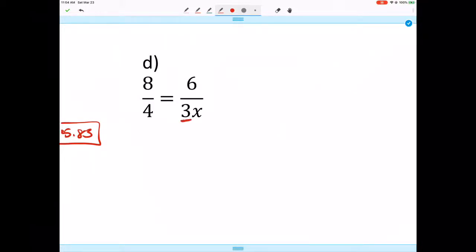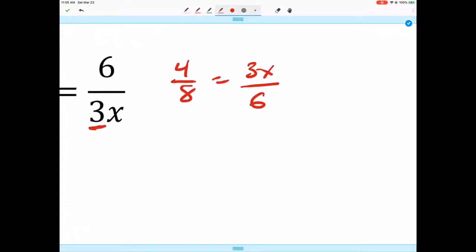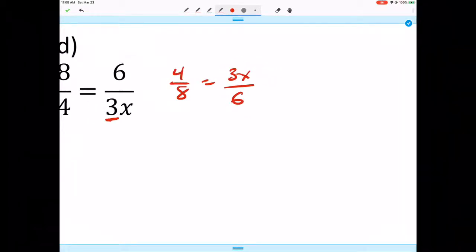Okay, next, same thing. We now also have a number in the denominator. Don't have to worry about that. Let's just flip it all. So 4/8 equals 3/6. Then you have two choices. You could simplify this really easily right away, or you could go through and do all those steps before. I'm going to try and simplify it first. So 4/8, that's 1/2, equals, and what is 3/6? That's also 1/2. Then all we need to do is multiply both sides by 2.